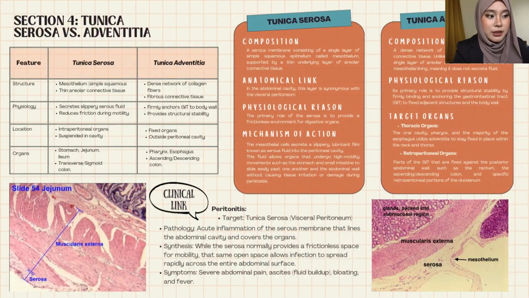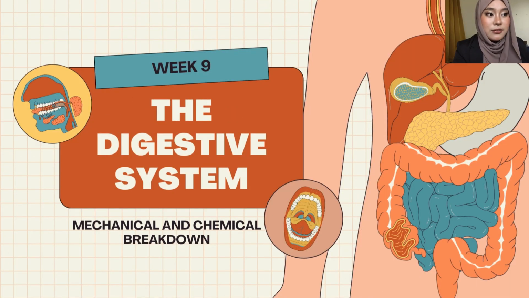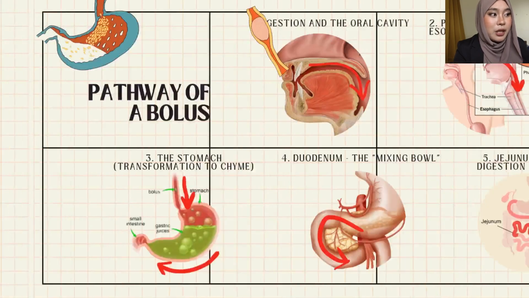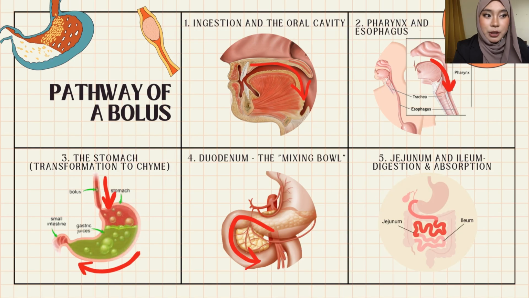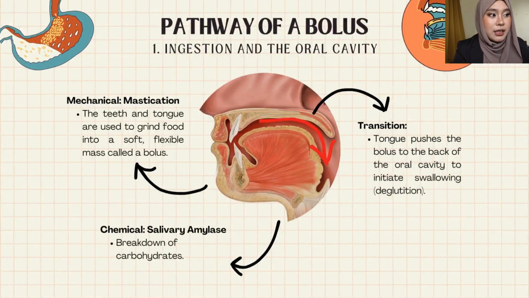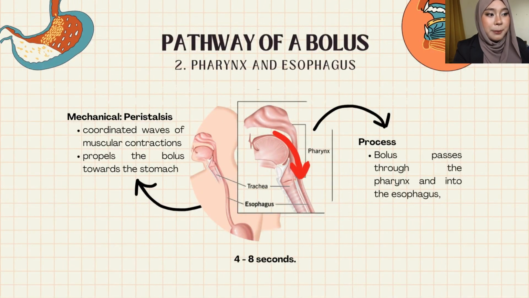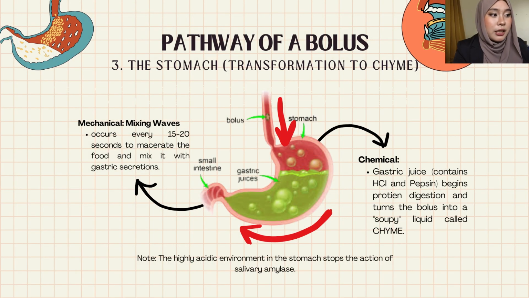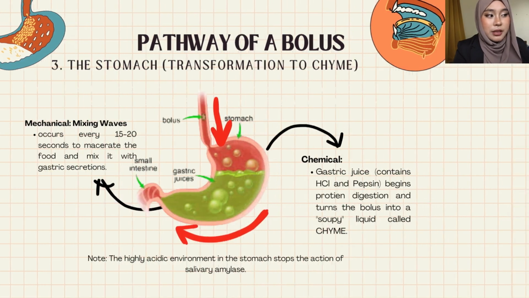So the next ePortfolio task is week 9, the digestive system. The digestive process transforms a bolus into chyme through mechanical and chemical breakdown. In the oral cavity, mastication and salivary amylase initiate the process. The bolus is moved by peristalsis down the esophagus to the stomach, where pepsin and hydrochloric acid begin protein digestion. Mixing waves occur every 15 to 20 seconds to macerate the food.